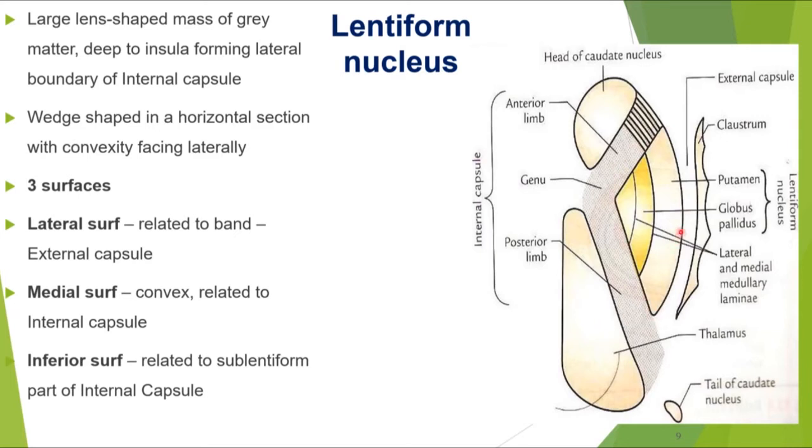The lateral surface is related to a white matter band known as the external capsule. The medial surface is also convex, related to the internal capsule. The lateral surface is related to the external capsule, which is white matter. The medial surface is also related to white matter, the internal capsule. The inferior surface, not shown in the picture here, is related to the sublentiform part of the internal capsule.